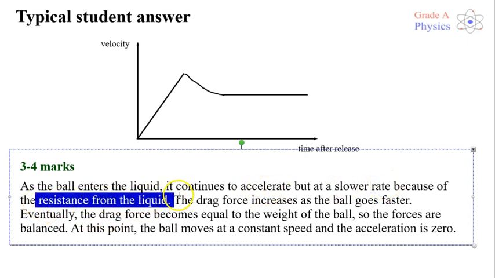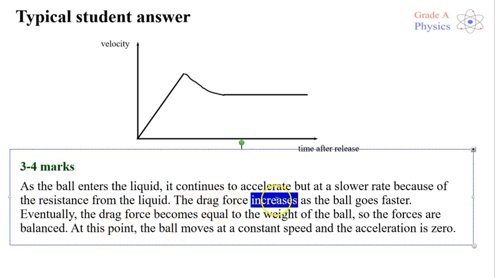But the resistance of the liquid, yeah, so it's slowing down possibly due to the increase in resistance. The drag force increases as the ball goes faster. Right, that's fundamentally wrong. The ball is slowing down. So what they've done here is they're thinking about the person jumping out of the plane and the terminal velocity, when the speed increases and the drag increases.